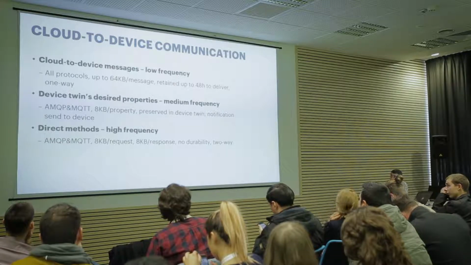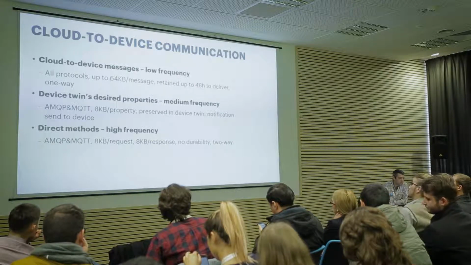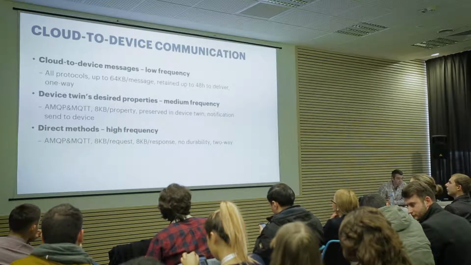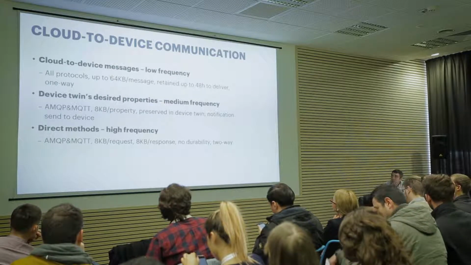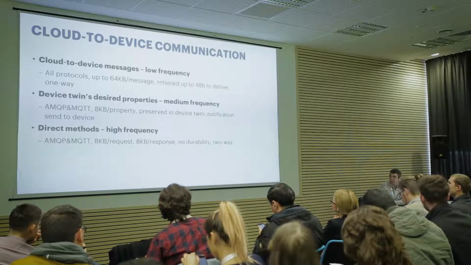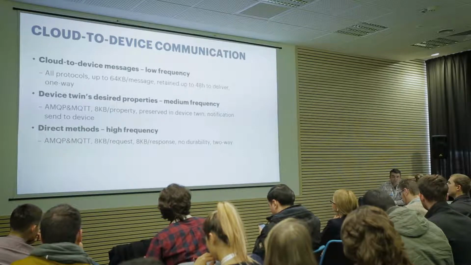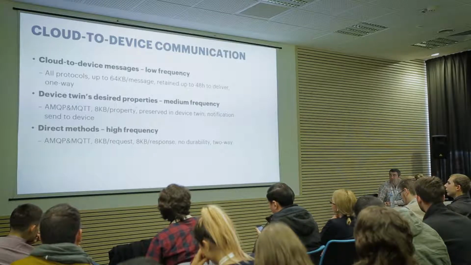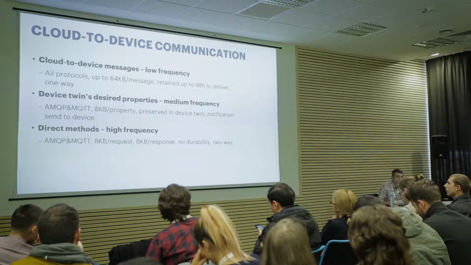These are preserved, so there is permanent storage for these. Cloud to device messages are only retained up to 48 hours, and there's only one way communication. So basically, if the device is not online, a cloud to device message will be received when the device comes online at connection time, but it will only be retained up to 48 hours. If it doesn't connect in 48 hours, it loses the message. The twin properties are preserved. So even if the device comes up after a week, it will retrieve the desired property that was set for it.